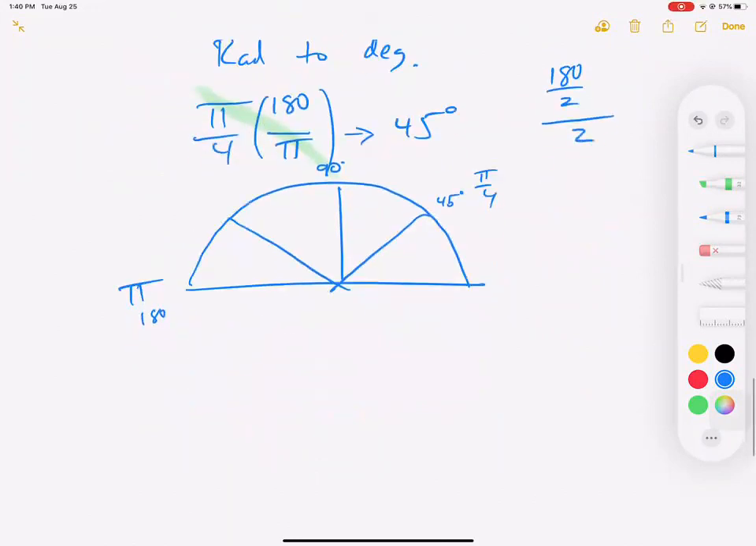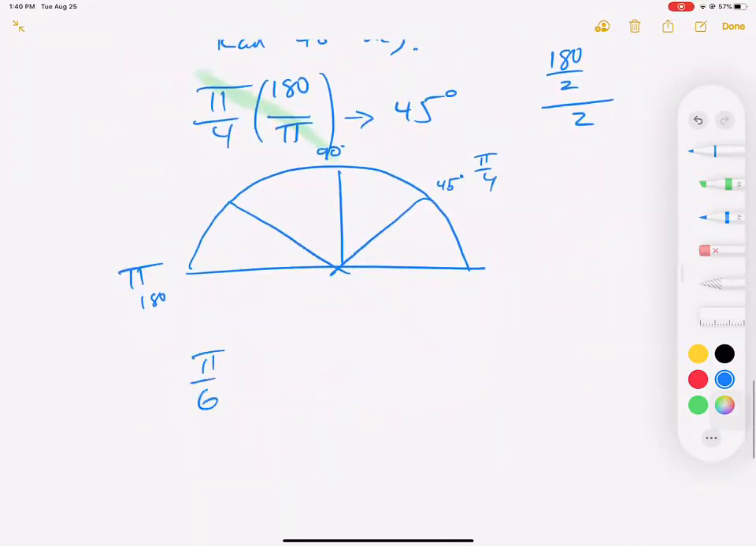Let's do another one. Let's do pi over 6. I want degrees. So I write degrees on top. And I have to say, what is this equivalent to? This is equivalent to pi. The pi's go away. And 180 divided by 6, 18 divided by 6 is 3. Add a 0, 30 degrees. Okay.